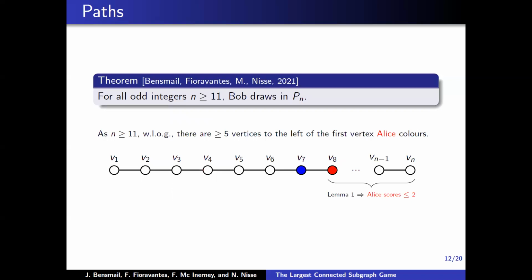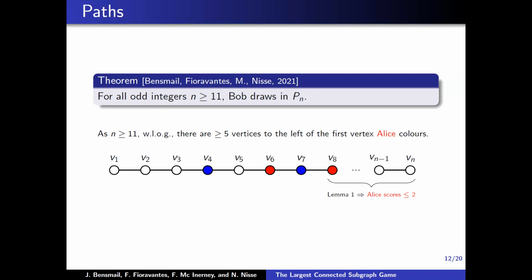And now there are 2 choices for Alice. Either she covers V6 or some vertex to the left of V6. If she covers some vertex to the left of V6, like V4, then what Bob does is he covers V6, and now he uses lemma 3 on the left side to make sure that Alice scores at most 2, and so they have a draw. And otherwise, Alice covers V6, and Bob covers V4.